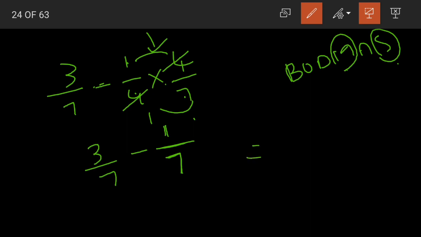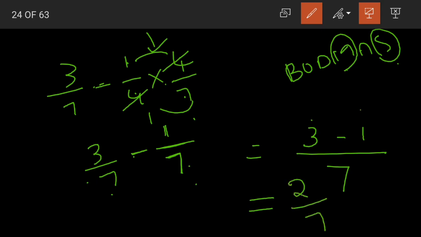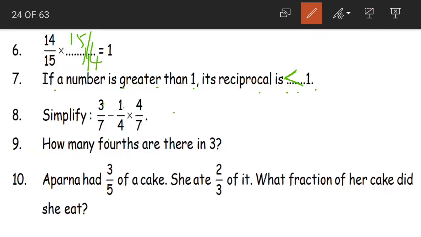Yes, students. Now if you look at these two fractions, both are like fractions. So I am simply writing the denominator, and as there is a subtraction sign, we need to subtract both the numerators. 3 minus 1 is 2 divided by 7. That is nothing but 2 by 7. Yes? What is the simplified answer? 2 by 7. Now how many fourths are there in 3? How many fourths are there in 3?